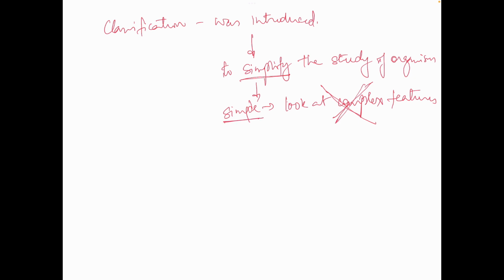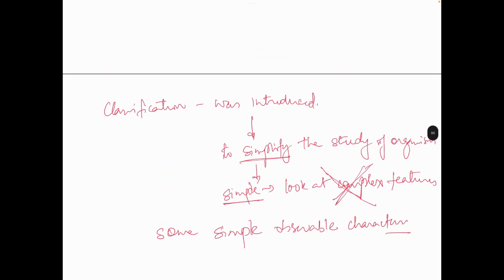So actually we classify organisms based on some simple observable characters. You don't have to brainstorm or do rocket science-like stuff to classify something. Okay, now let us get back to our question.